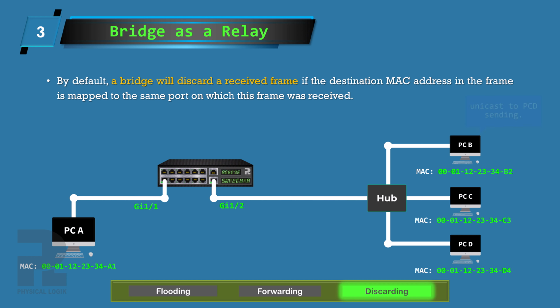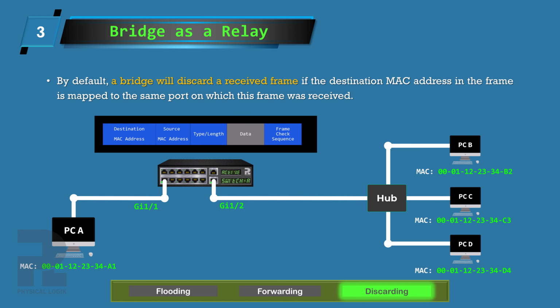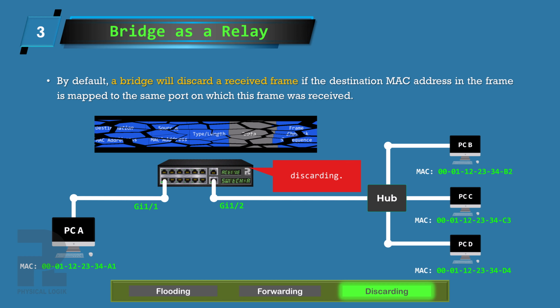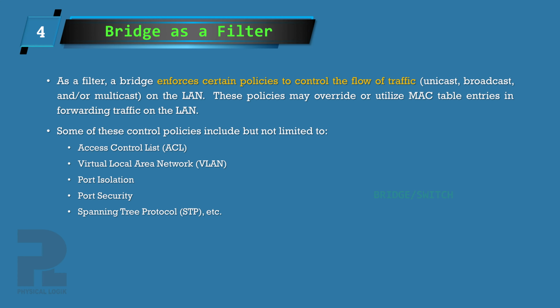Therefore, if PC B sends a frame destined for PC D's MAC address, the hub will flood this frame as it cannot read MAC address information, and a copy of this frame will be received on port 2 of the bridge. The bridge will discard this frame as it does not send a frame from the same port on which it was received. Finally, as a filter, a bridge will enforce certain control policies which may override or utilize the existing MAC address table entries in processing frames.